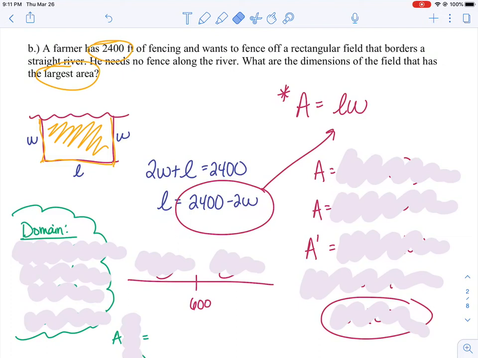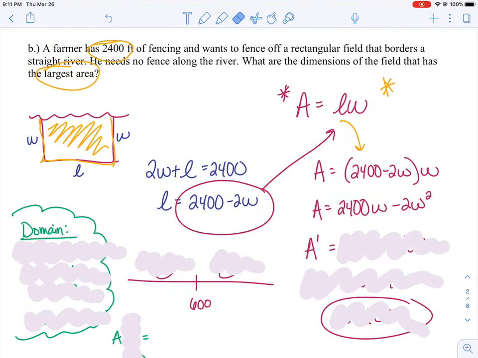And then we can take that and plug it into the equation we're actually trying to optimize. So instead of saying length times width, I'm now going to say that it's really 2,400 minus 2W, which is really the same thing as my length from my previous equation, times my width. I'm then going to simplify it a little bit by distributing the W through. I get a new area equation that says 2,400W minus 2W squared. So this is my original area function that I'm trying to find the maximum of.